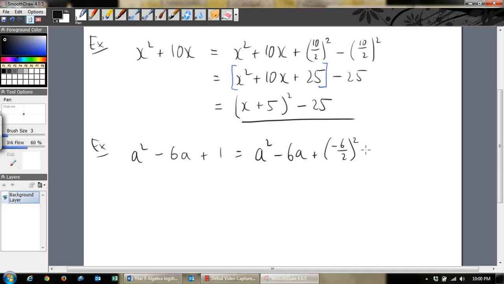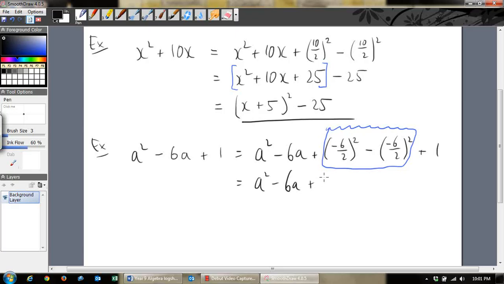But remember, we can't just add that out of nowhere. We need to also subtract it so that we don't actually change the value of this expression. And then we've still got this plus 1 at the back there. Okay, so all this stuff here is new stuff that was added in. We've just added that in to try and complete the square. What is this equal to? That's a squared minus 6a. What is this? Negative 6 divided by 2 is negative 3. Negative 3 squared, positive 9, negative 9 plus 1. And this stuff here is your perfect square.